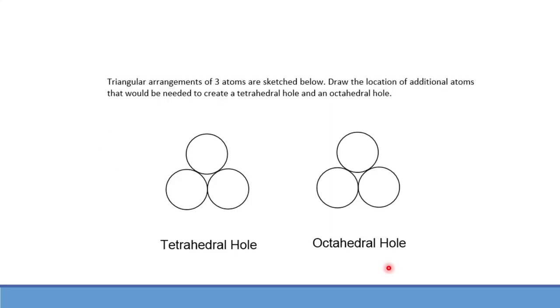The triangular arrangements of these three atoms are shown, and we're going to demonstrate what a tetrahedral hole looks like and what an octahedral hole looks like. So we need to draw the location of the additional atoms that would be needed. So this is the bottom of our structure. So try and visualize where, and maybe sketch in your notes like dotted lines showing where you think they would line up. Are they going to line up exactly on top? Will they be offset? Will they be switched? Try and create a tetrahedral hole and an octahedral hole.